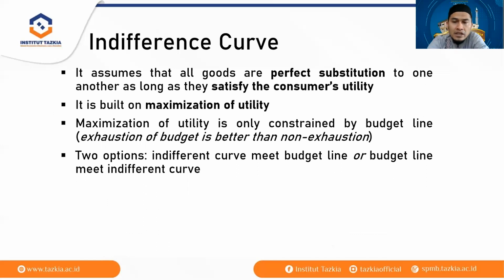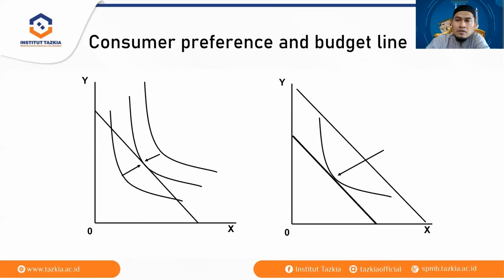Maximization of utility is only constrained by the budget line. So exhaustion of the budget is better than non-exhaustion. Two options here with indifference curves: the indifference curve meets the budget line, or the budget line meets the indifference curve. When we see the graph here, this is what we have in indifference curves. The budget line comes into which one is going to be the preference the customer obtains. The budget line must meet the customer preference, and thus it also shifts to this kind of point.